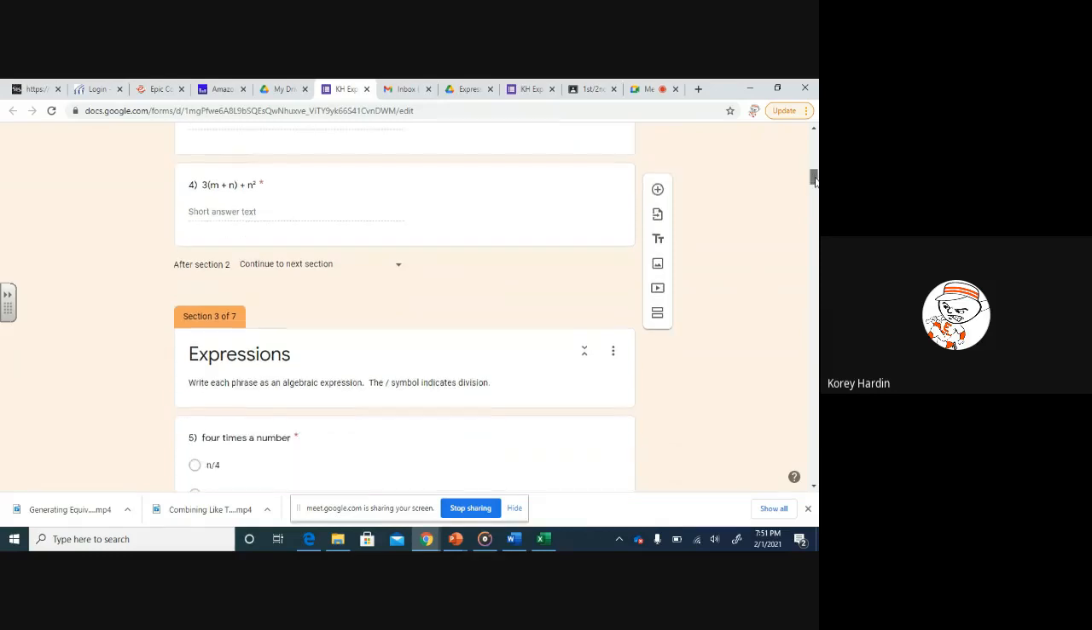Number 4, we have 3 times, in parentheses, m plus n squared. So 3 times inside of the parentheses m plus n, close parentheses, plus n squared.